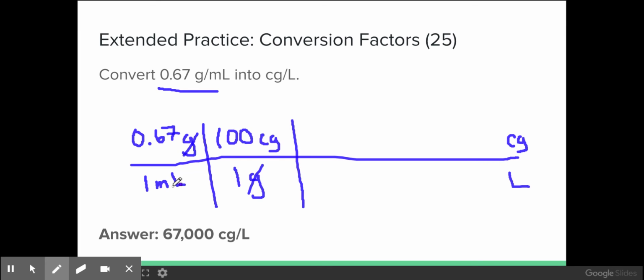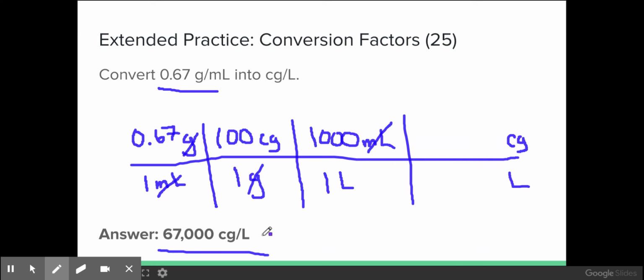However, the bottom is still in milliliters. To get rid of milliliters, I need to find some equivalent statement to make it equal to liters. So what I can do is say 1,000 milliliters is the same as 1 liter. After I do all of that math, my milliliters cancel out with my milliliters over here, and I'm left with centigrams per liter. And my final answer becomes 67,000 centigrams per liter.